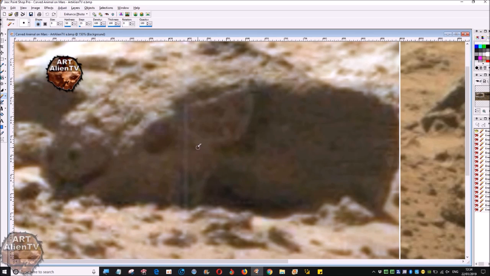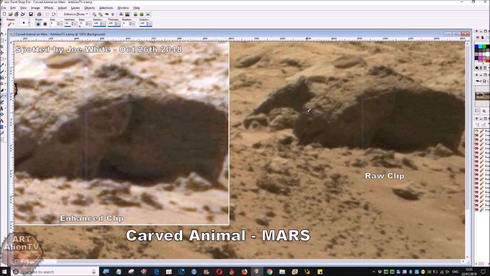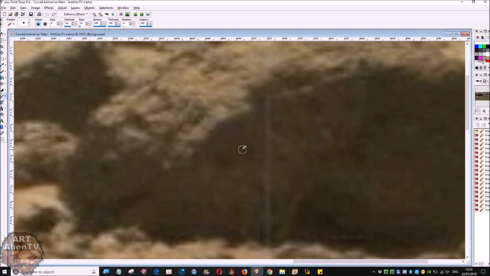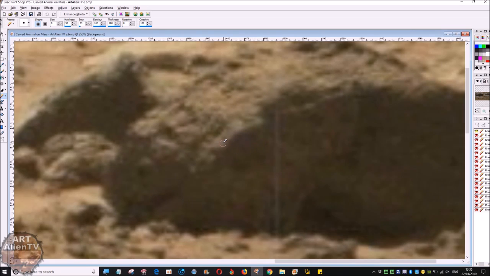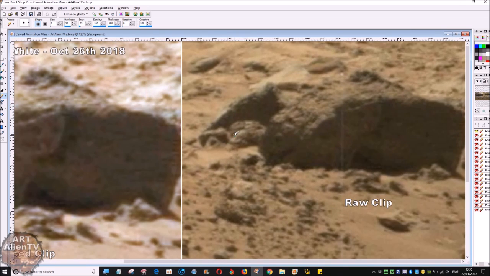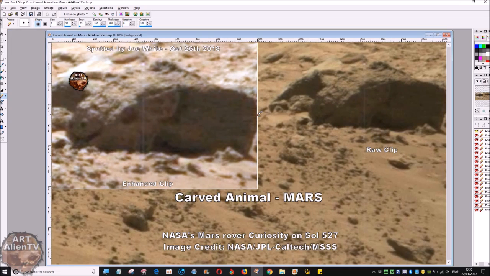You see that? And that's in the raw image. You see the blue? Even with the orange filter, you can see the blue. So it's definitely there. So what type of animal is this? Please leave a comment below. I really don't know. I don't know what to call it.